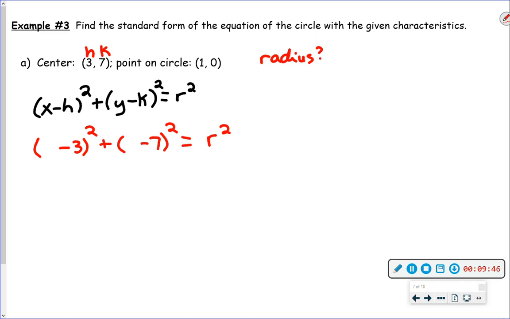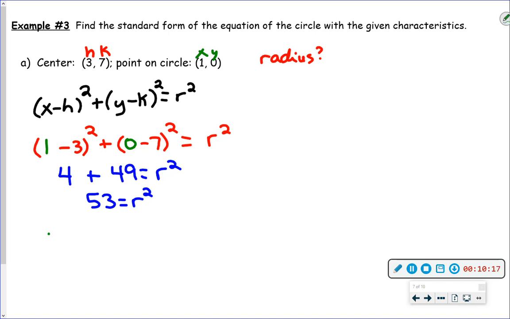Now, they also tell you this point on the circle. Points, of course, are x, y. So I'm going to replace x with 1, y with 0. Now I'm just going to do a little quick calculation here and we'll be able to figure out our r squared. 1 minus 3, negative 2 squared. 0 minus 7, negative 7 squared. And of course I'm going to add that up, 53. You could square root it to get the radius, but remember in our equation, I need it in the squared form, so I'm just going to leave it.